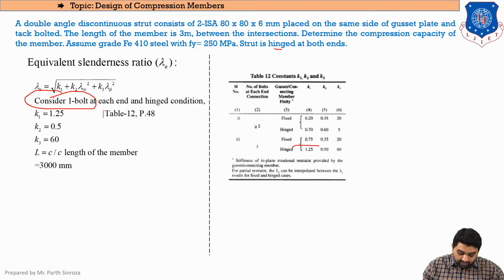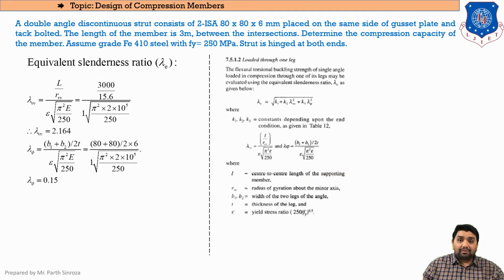So our K1, K2, K3 will be these terms: K1 will be equal to 1.25, K2 will be equal to 0.5 and K3 will be equal to 60. So these are the values of K1, K2, K3.